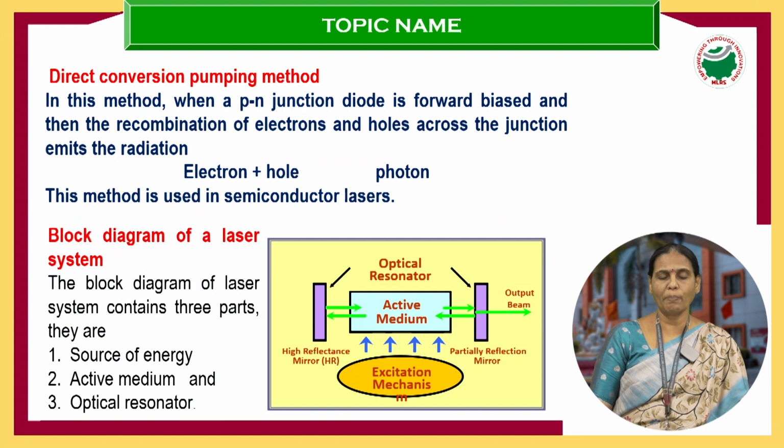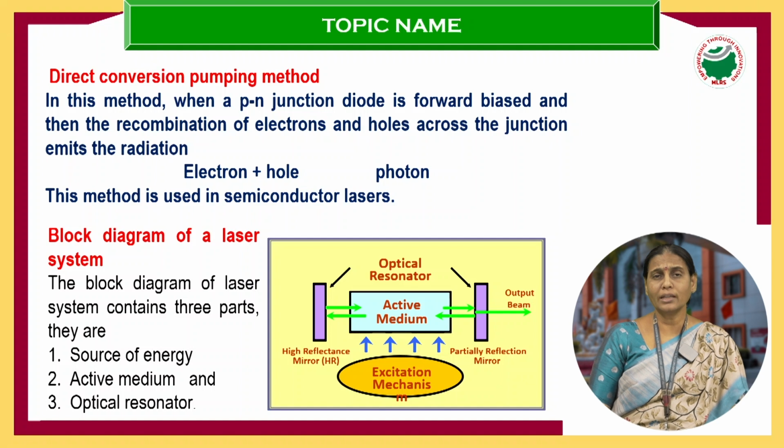Next, the direct conversion pumping method. What is this method? This is particularly used in the PN junction diode when it is in the forward biased condition. In forward bias, recombination of electrons and holes takes place across the junction. Once the electrons and holes near the junction recombine with each other, naturally they release some energy. This energy is released in the form of photons. This method is generally used in semiconductor lasers.